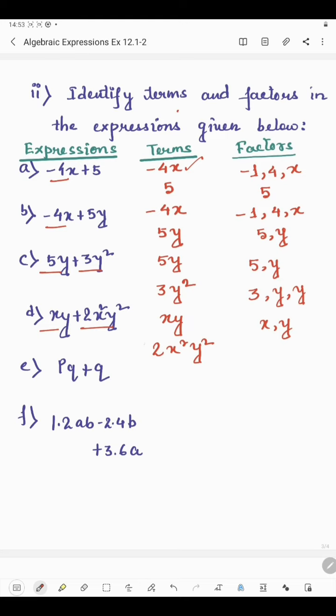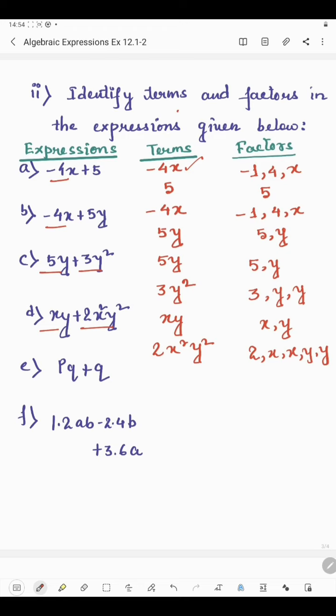Now we'll find the factors of 2x square y square. So the factors of 2x square y square are 2, and x square means x two times, and y two times. So y into y is y square, and x into x is x square, and it is multiplied by 2. So it will be 2x square y square. So these are the factors of 2x square y square.